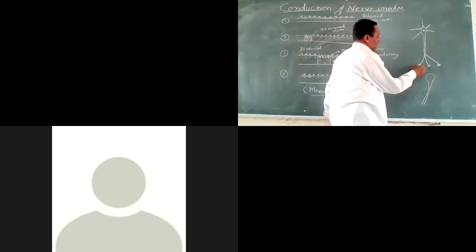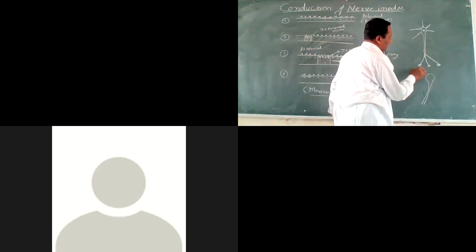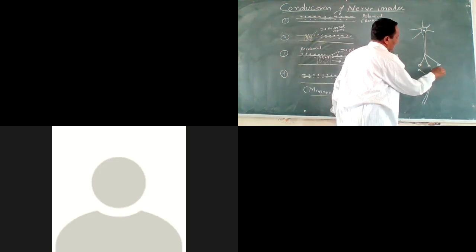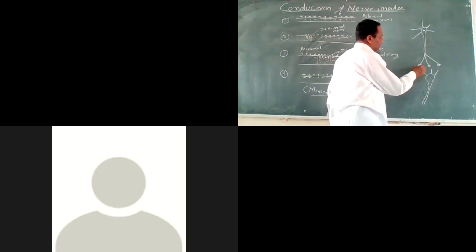There are three kinds of junction. The synapses we have seen are of three kinds: axodendritic, axosomatic, and axoaxonic. The junction between two neurons is the synapse.